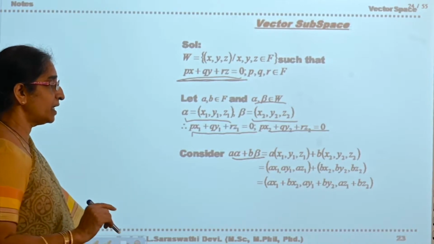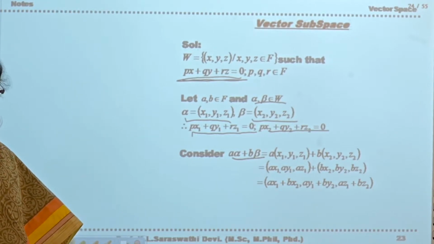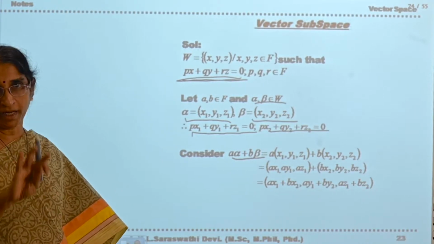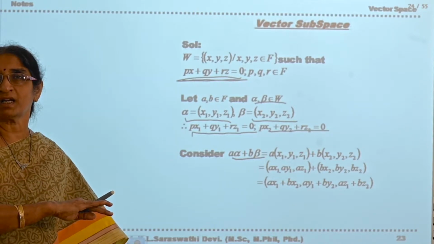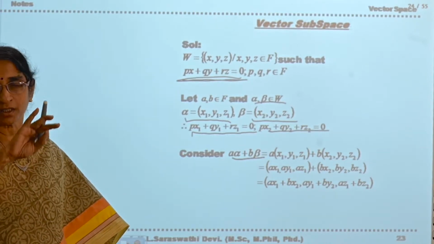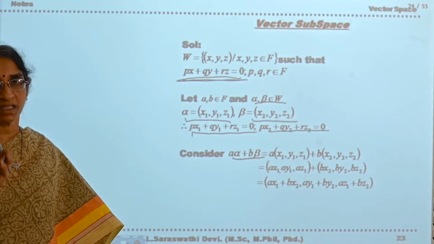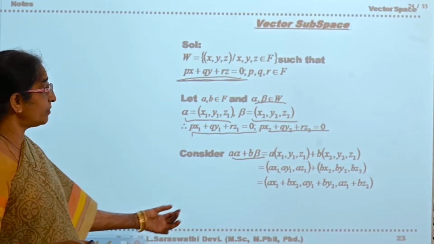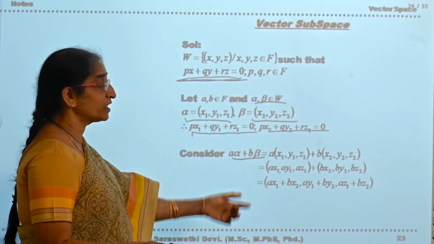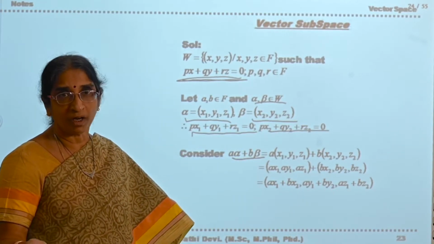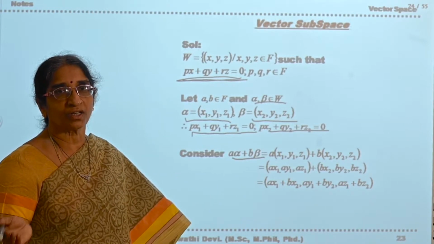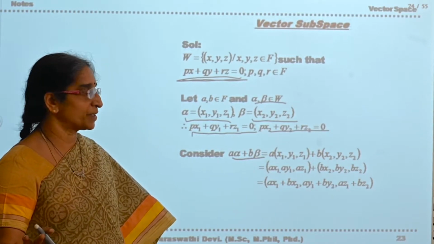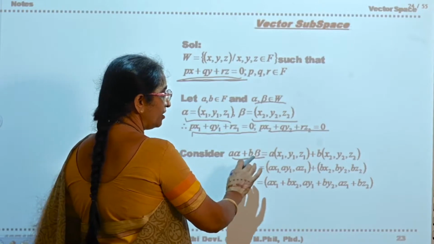If A alpha plus B beta coordinates satisfy the given condition Px plus Qy plus Rz is equal to 0, then you will say that W is a subspace. Why? Because A alpha plus B beta coordinates are satisfying the condition means it belongs to W. By necessary and sufficient condition, W is a subspace. Okay. Now see here. A alpha plus B beta.